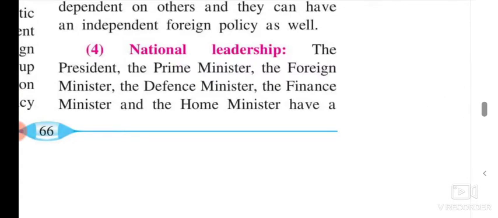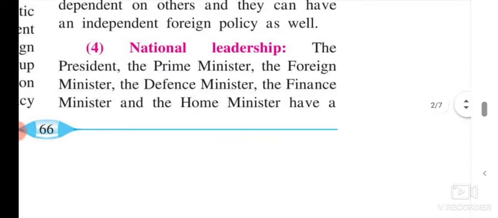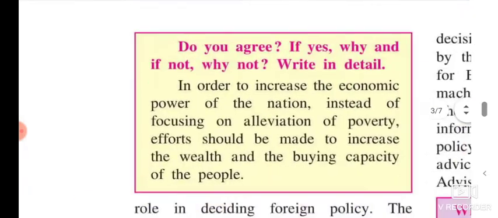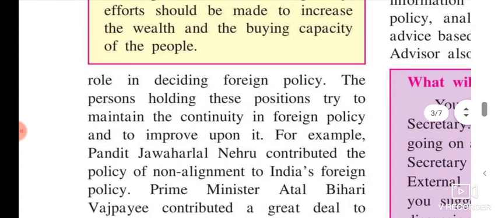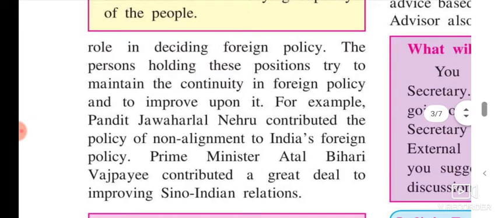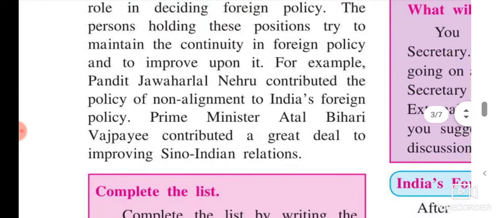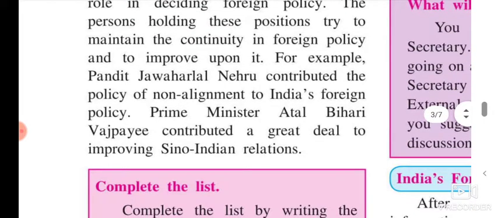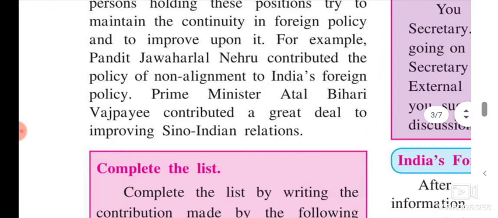Fourth aspect is national leadership. The president, the prime minister, the foreign minister, the defense minister, the finance minister, the home minister have a role in deciding foreign policy. The persons holding these positions try to maintain the continuity in foreign policy and to improve upon it. For example, Pandit Jawaharlal Nehru contributed the policy of non-alignment to India's foreign policy.